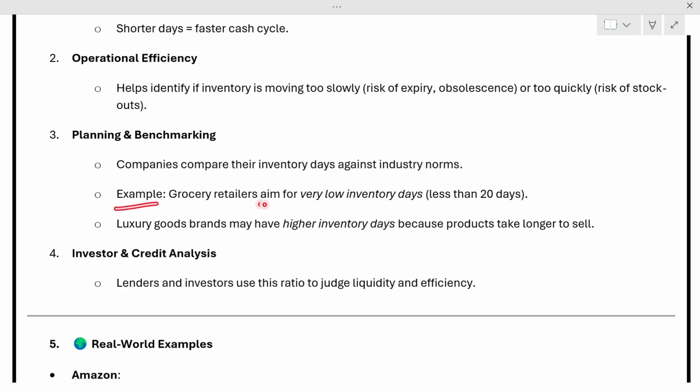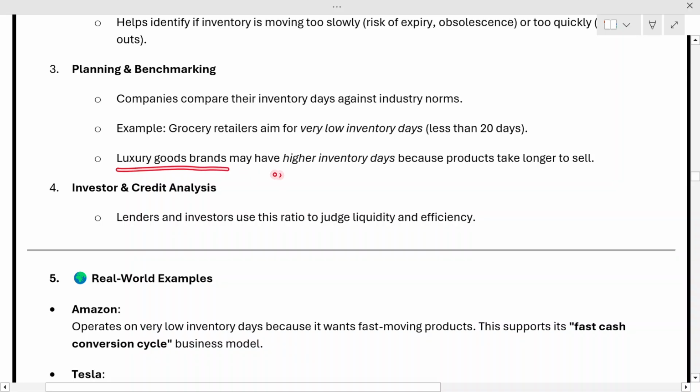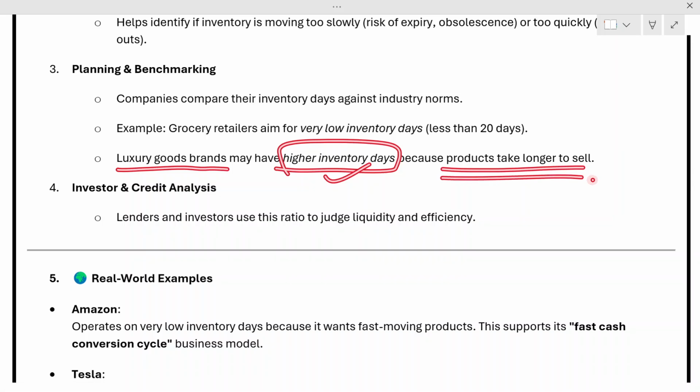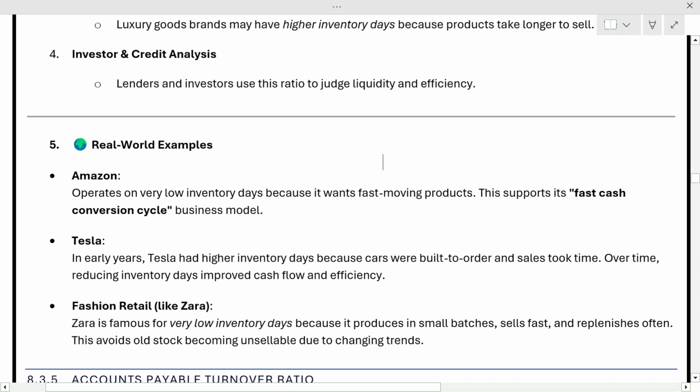For example, grocery retailers aim to have very low inventory days. Why? Because grocery is perishable, and it will get spoiled if not used quickly. So the grocery business has very low inventory days. Luxury goods brands may have higher inventory days. Why? Because these products take a longer time to sell. And lastly, investors and credit analysts also use this kind of analysis.